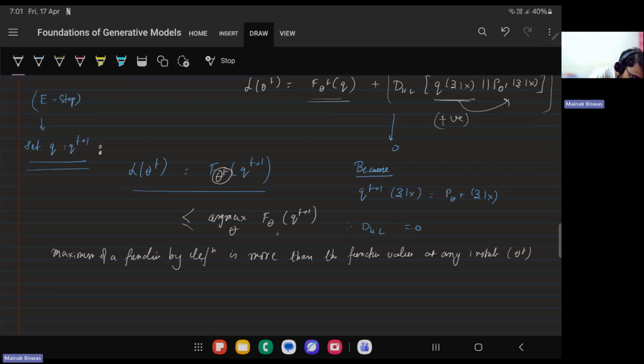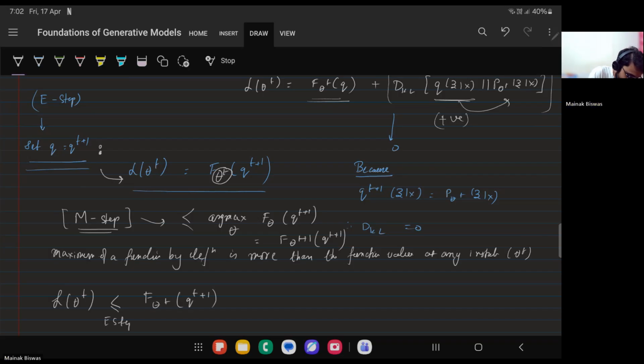So this also I know is equal to F theta t plus 1 of Q t plus 1. Right? So now I have got this equation from the M step. I use the E step to get this equation, the M step to get this inequality. So now I know L theta t is greater than F theta t plus 1. So let us write it down step by step again. F theta t Q t plus 1. This is the E step. This is greater than F theta t plus 1 Q t plus 1. This is the M step.